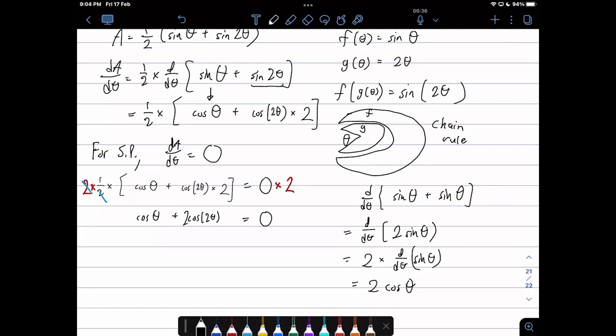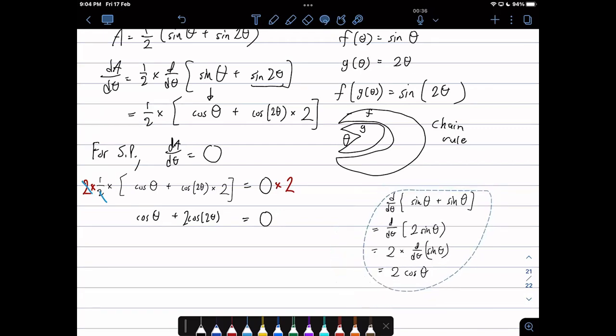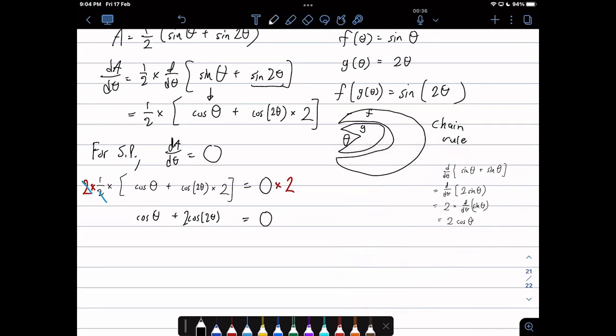How to solve? Whenever you see the angle is different, you must use special identities. Do you recall the identities for cosine 2 theta? It's in the formula. I don't need to remember, but to save time, I'll just tell you. It's cos square minus sine square theta. Substitute the cos square with 1 minus sine square: 1 minus sine square minus sine square, which is 1 minus 2 sine square theta. If sine square, you replace with 1 minus cosine square.